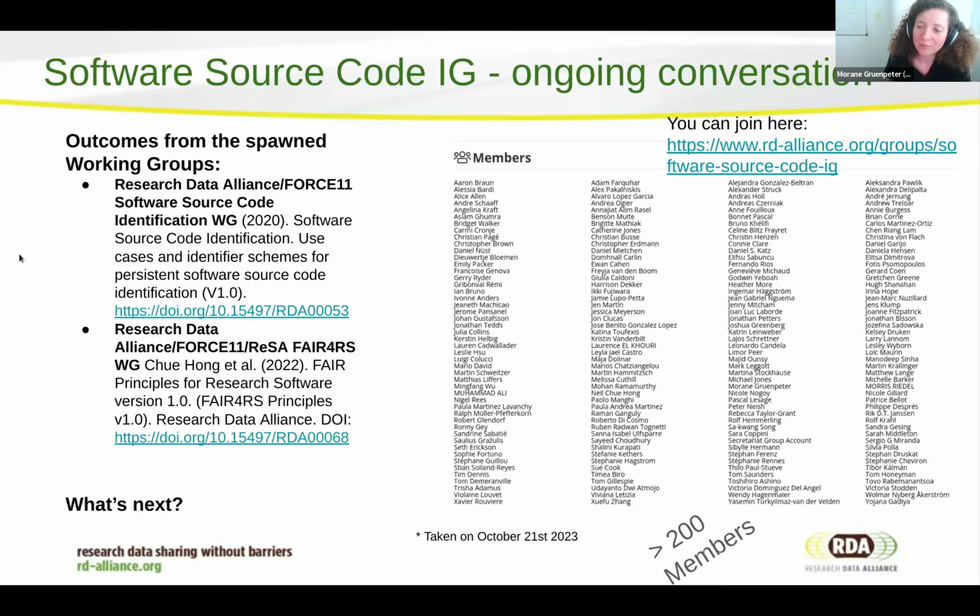The outcomes from this software source code interest group were the software source code identification working group with the report published in 2020, and the well-known FAIR for Research Software working group with the FAIR for Research Software principles. And we'll have an update at the end of the session on this topic.